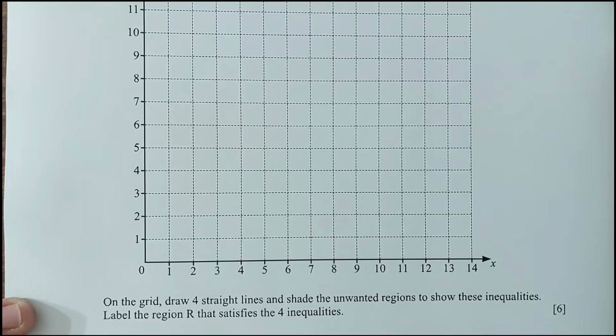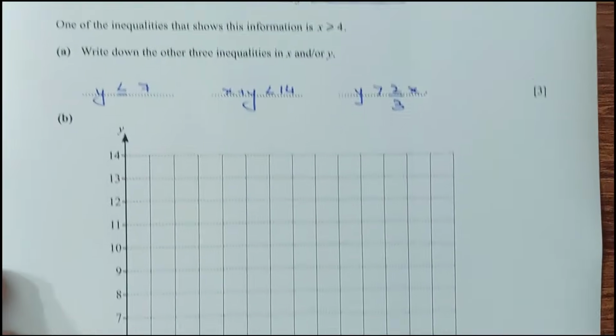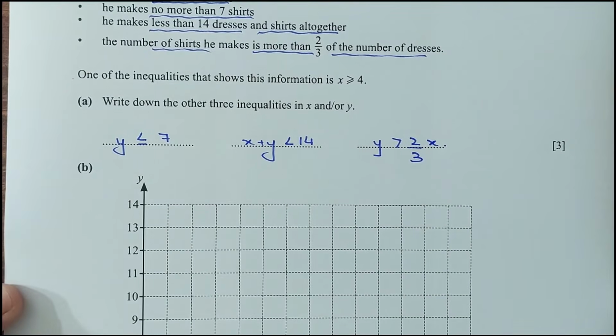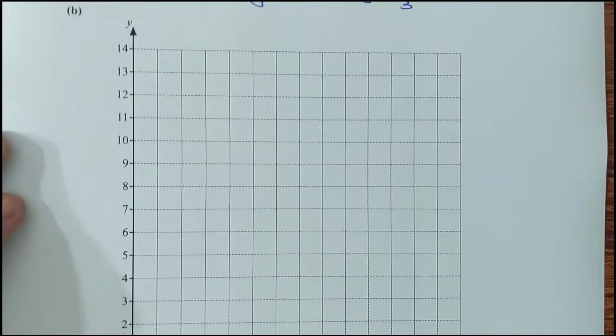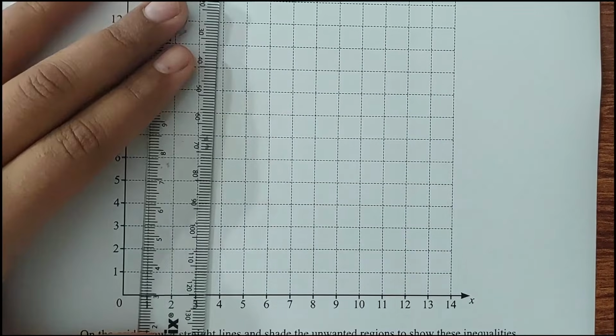Right. So first we have to draw the 4 straight lines. The first one is x is equal to 4. Right. So a straight line x equals 4. This is the line.